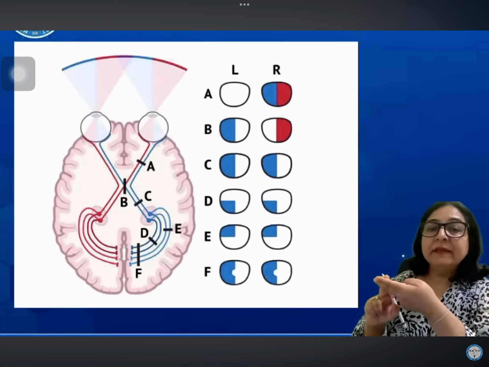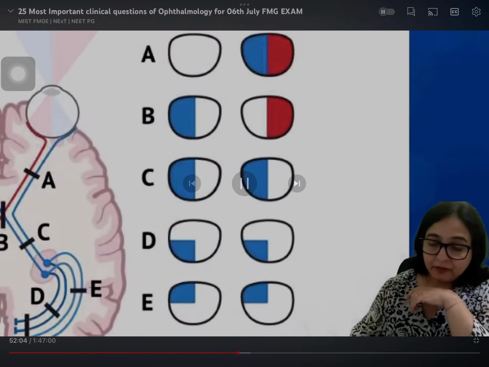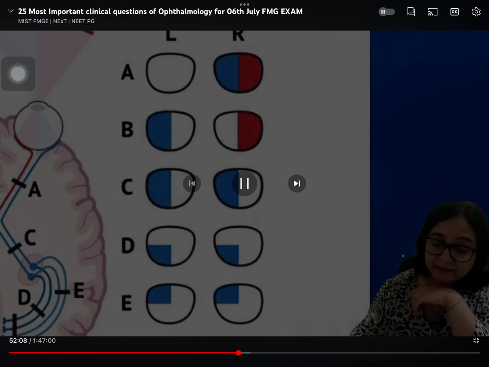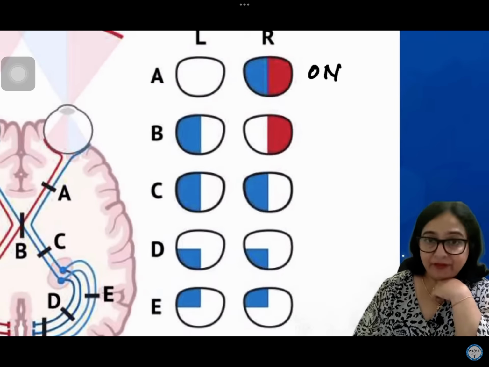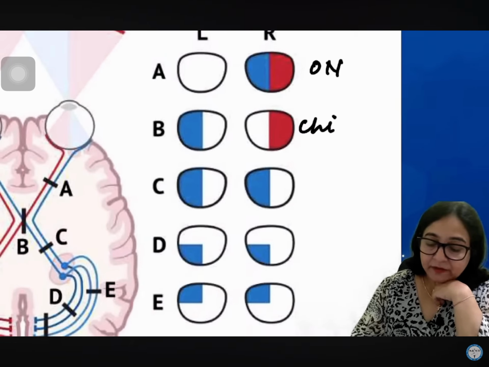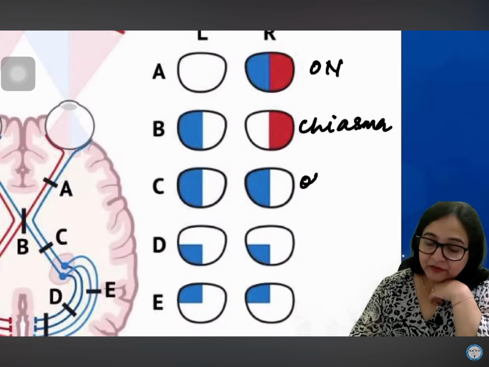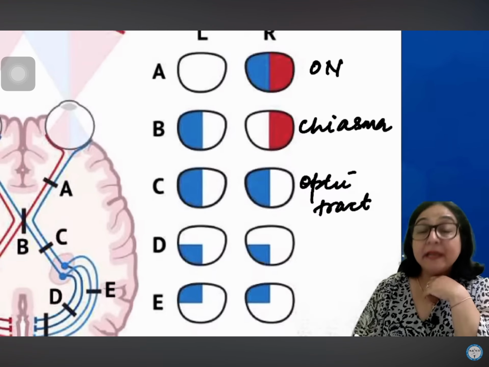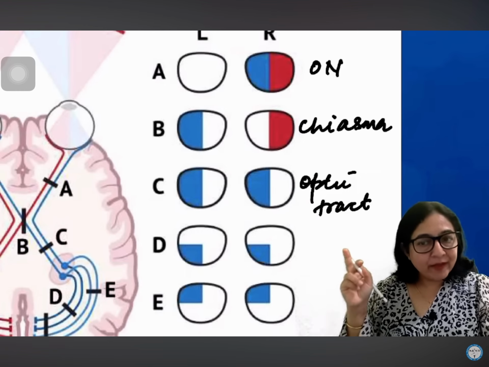Optic tract lesions, occipital lobe lesions. So you should know what kind of defects are there. Okay, let's revise with me quickly, beta. You will get this visual field defect when there is an optic nerve lesion. This will be seen in the lesion of the optic chiasma, which we just discussed, bitemporal hemianopia. This will be seen in the lesion of the optic tract, homonymous hemianopia, which will be contralateral. So if there is a left optic tract lesion, the homonymous hemianopia will be right-sided.